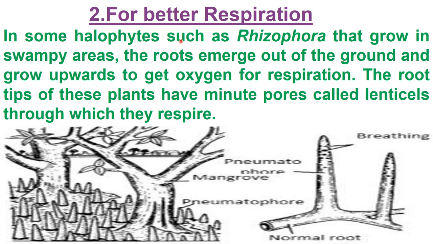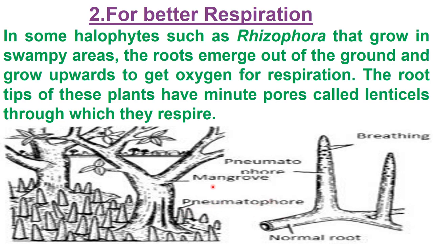And one example is also given here for halophytes, that is Rhizophora, okay. Here you can see this is Rhizophora, and here you can see this upward structure, okay. These are roots of Rhizophora. These are growing upward like this to capture the oxygen present in the air, okay. And these are called pneumatophores.